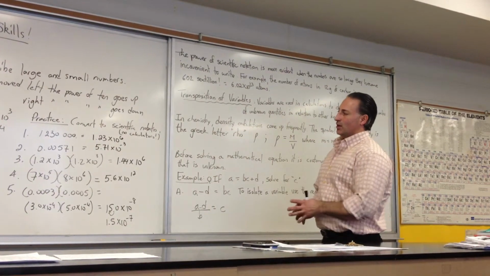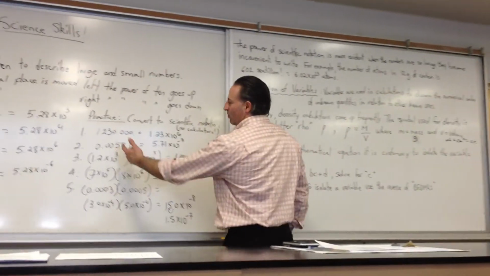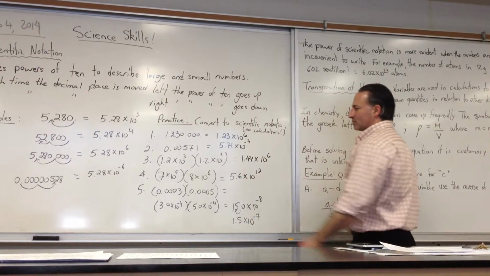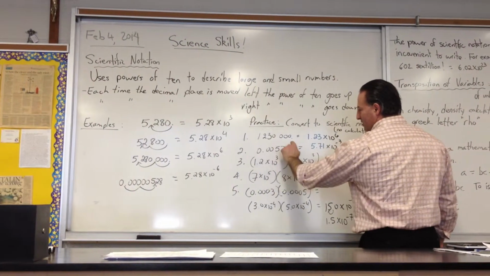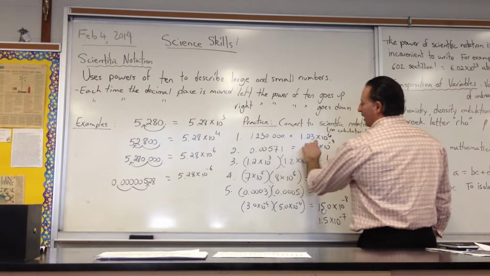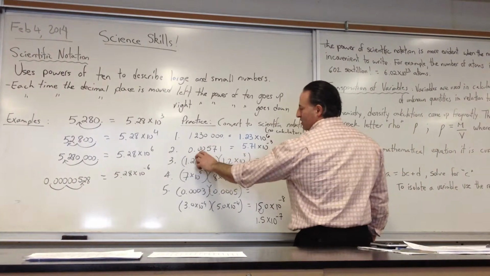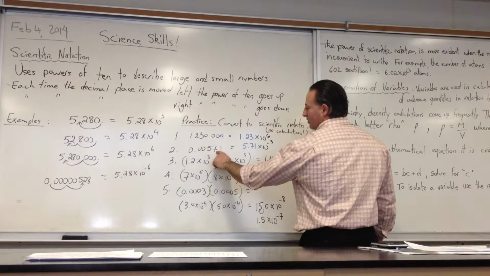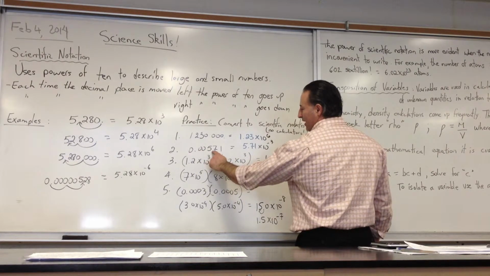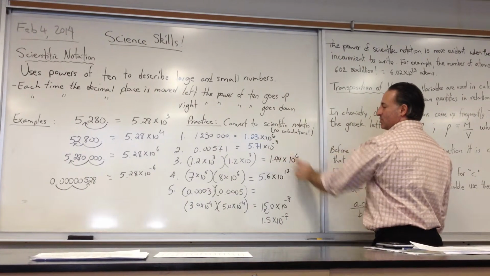And then, of course, knowing your times tables helps a lot. Let's start with the number 1,230,000. The decimal place is here, so we're going to jump it over 6 places, 3, 6. And so that means that our power is times 10 to the 6. For the number 0.00571, we're going to move the decimal place 3 times, giving us 5.71, and the power becomes 10 to the minus 3.